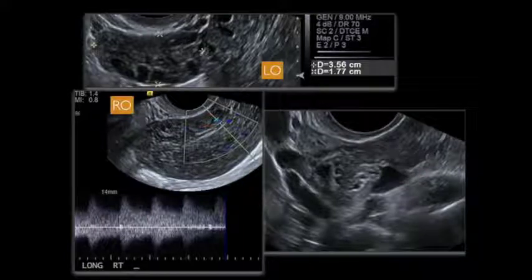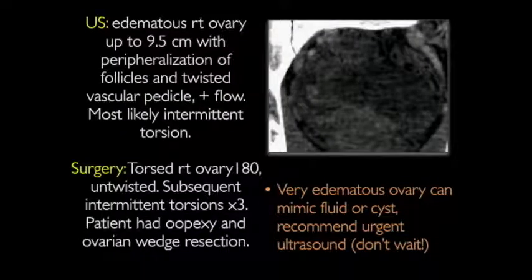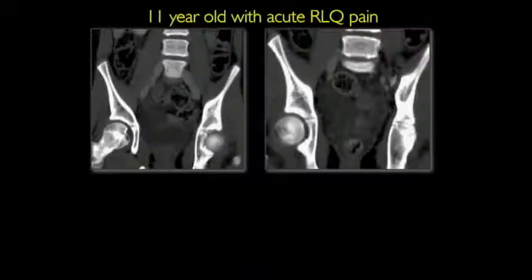What was called a cyst was actually an extremely edematous ovary, which had all the signs we have talked about: the twisted vascular pedicle, peripheralized follicles, edema. And the teaching point from here is that a very edematous ovary can mimic fluid or a cyst, and so if you see that and you can't explain the symptoms with other findings, recommend an urgent ultrasound and don't wait.